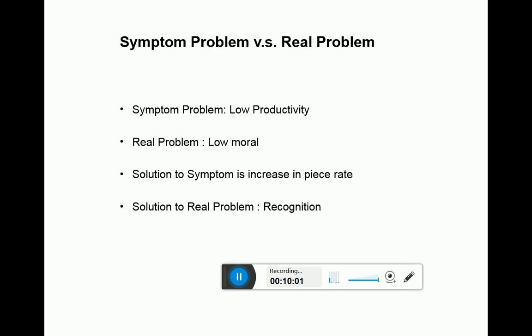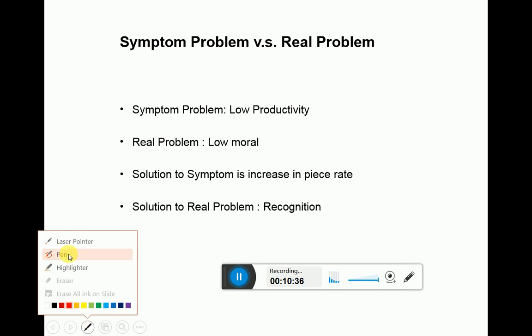Let me explain. Suppose we are going to study an industry. In your research, we find out that there is very low productivity in terms of employees. This low productivity is known as my symptom problem. However, the real problem, when I studied the literature review, I found out was low morale.